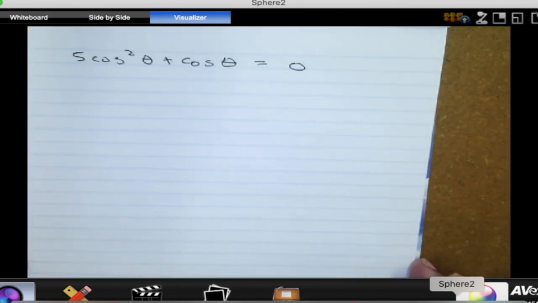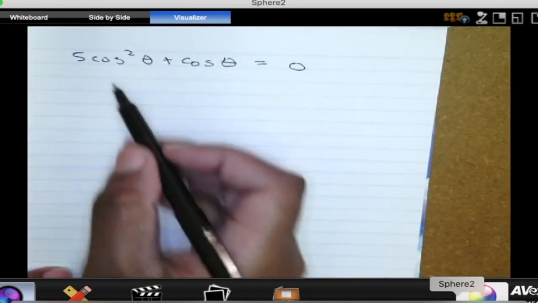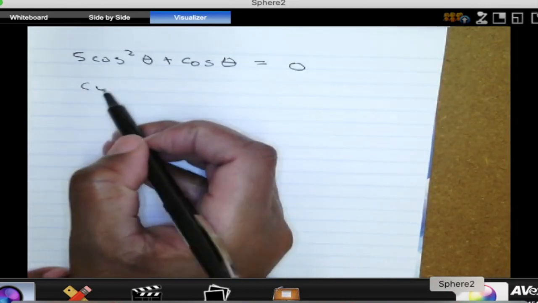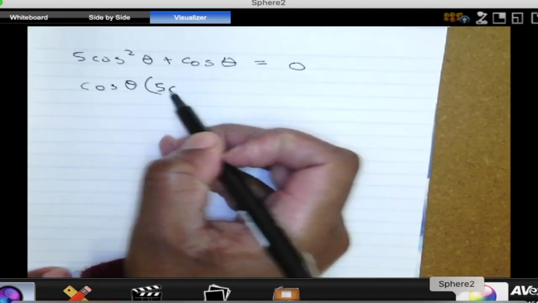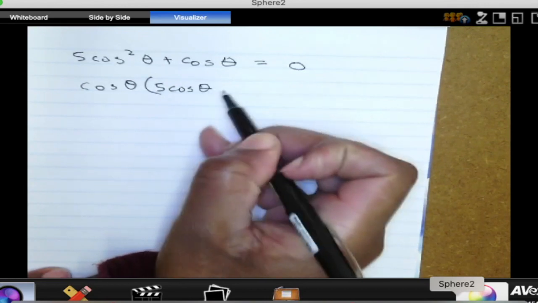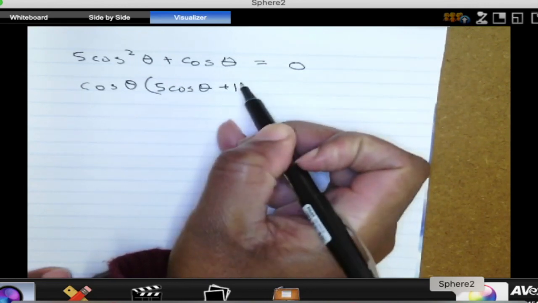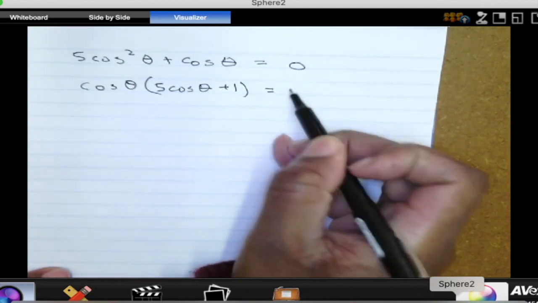5 cosine squared of theta plus cosine of theta is equal to 0. Because cosine there is squared, that obviously means we are dealing here with a quadratic equation. So we can use factorization. You will notice cosine of theta is common. So let's factorize. We can take cos theta outside. Then we get 5 cosine of theta in here plus 1. All that is equal to 0.